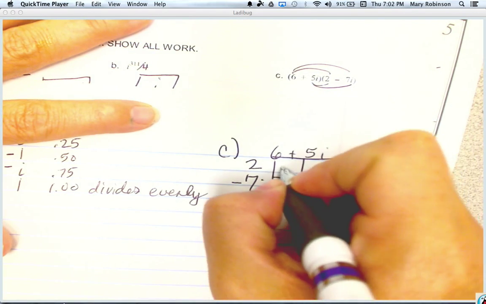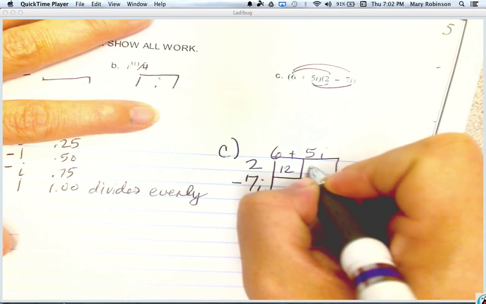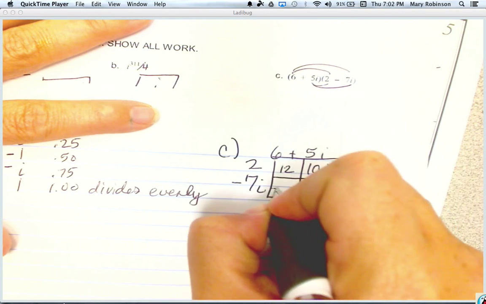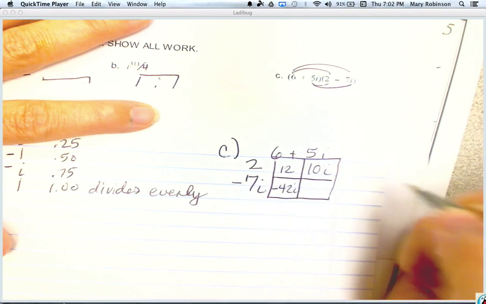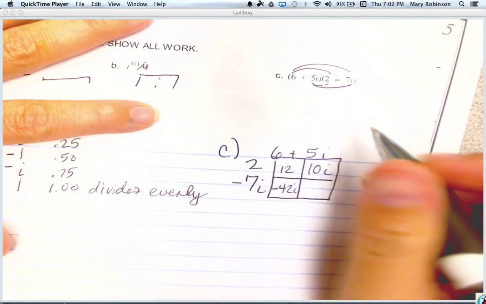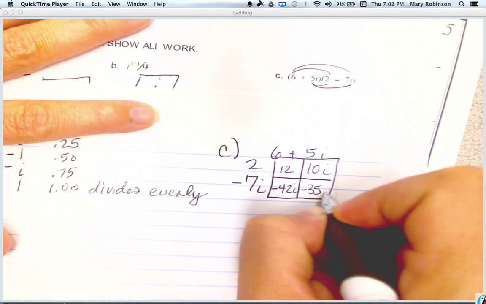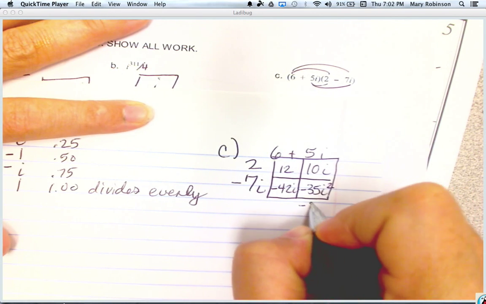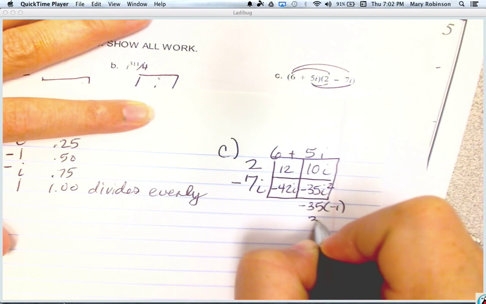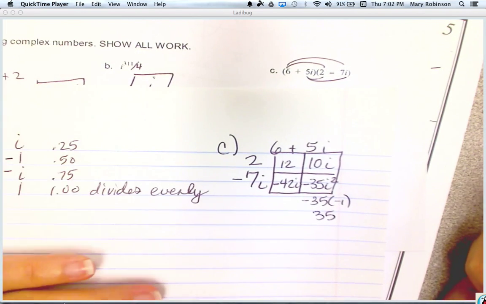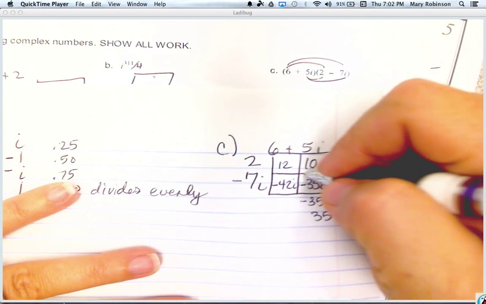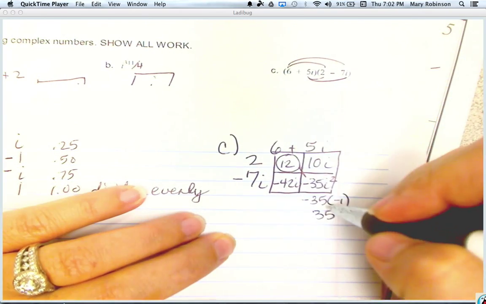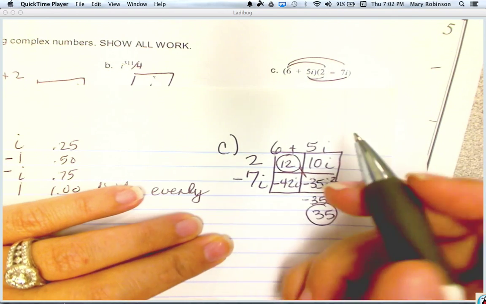6 times 2 is 12. 2 times 5 is 10i. 6 times negative 7i is negative 42i. And 5 times negative 7 is negative 35i squared. Remember that because i squared equals negative 1, this is going to turn into positive 35. The nice thing about this is your terms are like terms diagonally in your box. So 12 will be combined with 35.